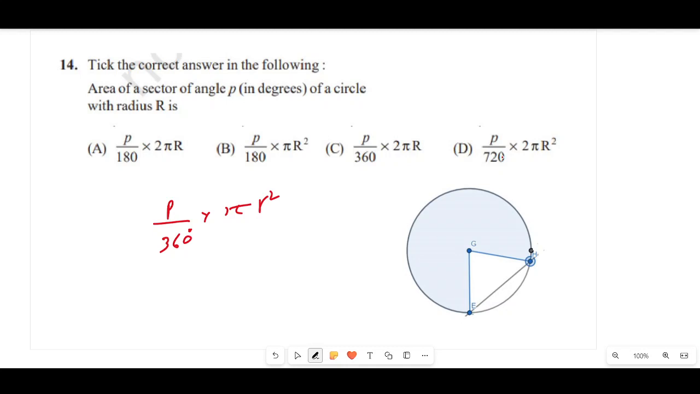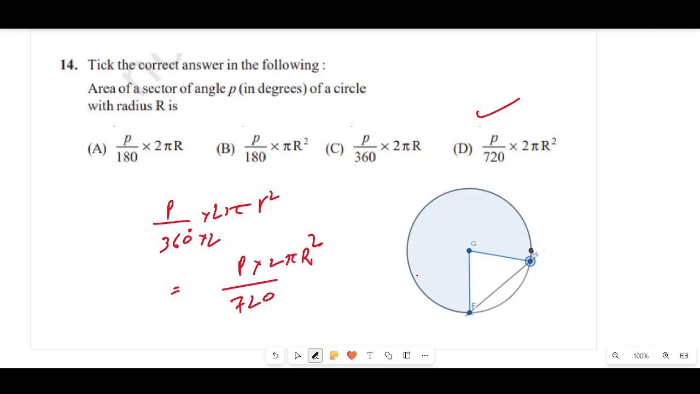So here there is no option. If there is 360 but here 2 pi r, here is pi r square but 720. So we can manage it this. If we multiply with this 2, we can get P into 2 pi r square and 36 2 ja 72, so 720. So this is the correct answer.